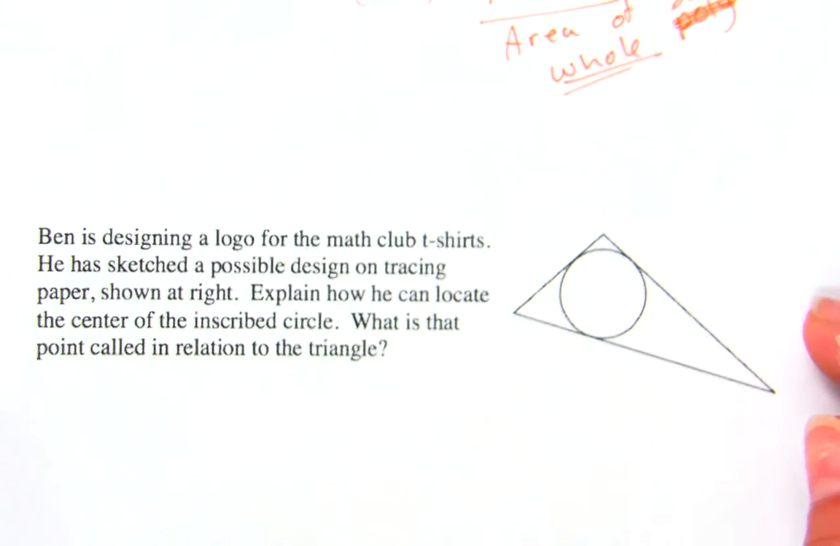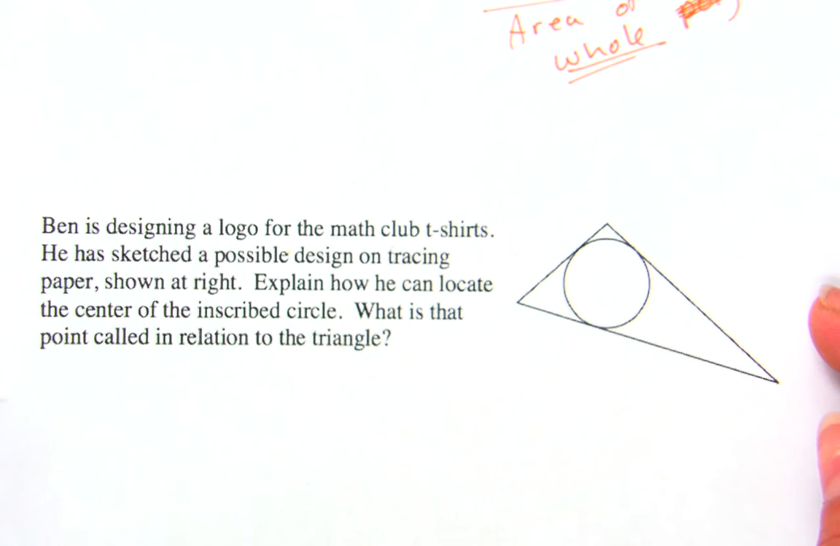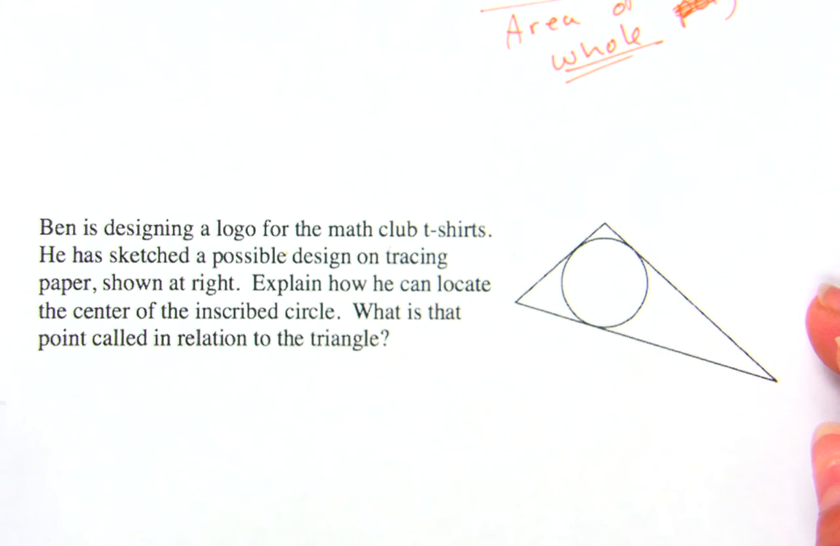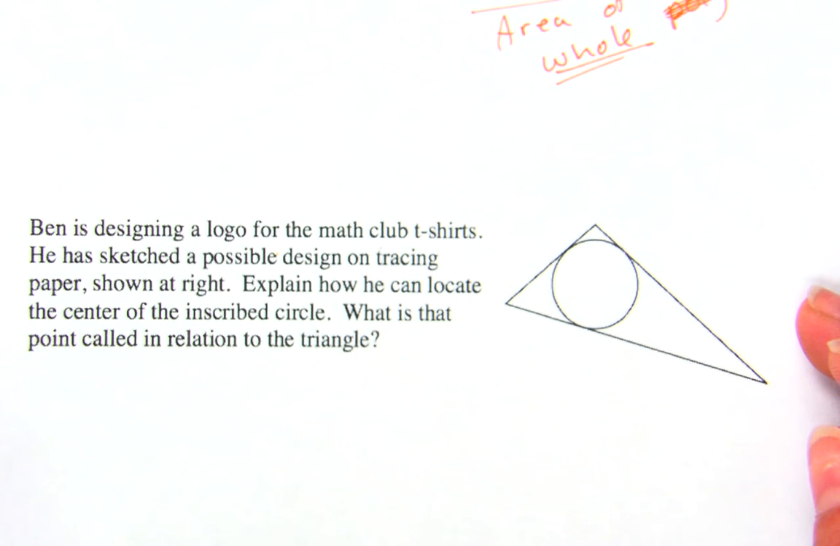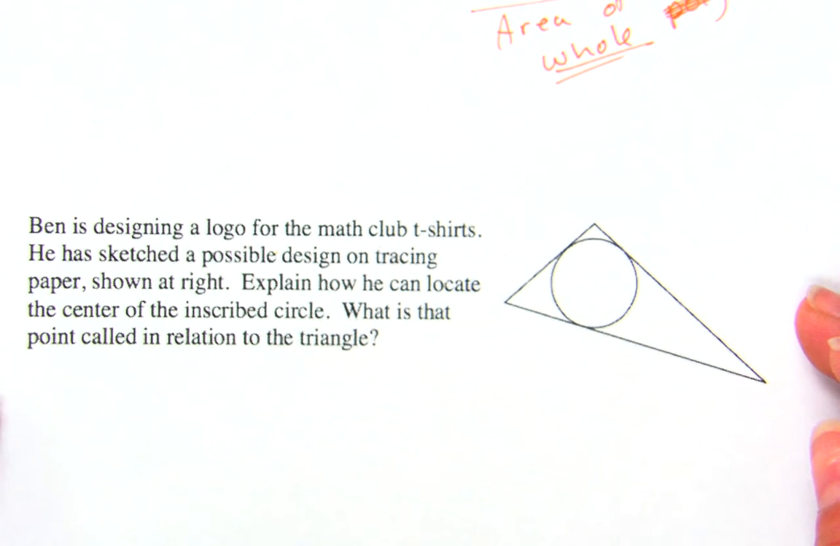28. Let's see. We have Ben is designing a logo for the Math Club t-shirts. He has sketched a possible design on tracing paper shown at the right. Explain how he can locate the center of the inscribed circle. What is that point called in relation to the circle?